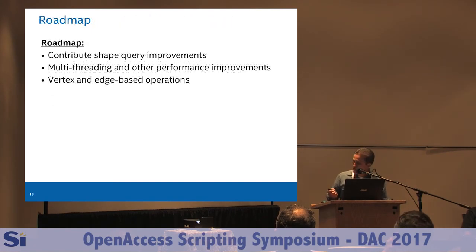Okay, as far as the roadmap, I mentioned a few minutes ago that we still need to contribute those shape query improvements. Everything's ready to go, we just need to actually do it, and that involves a little cleanup of the code. As far as multi-threading, we know this is something we can probably do in the future, but we don't have any pressing need from the user community right now, or anybody willing to step up to do it. So again, it's a matter of time. And then I mentioned the vertex and edge-based operations.